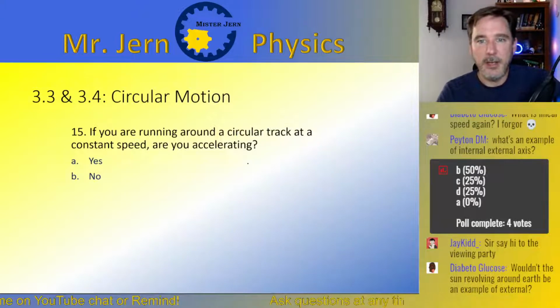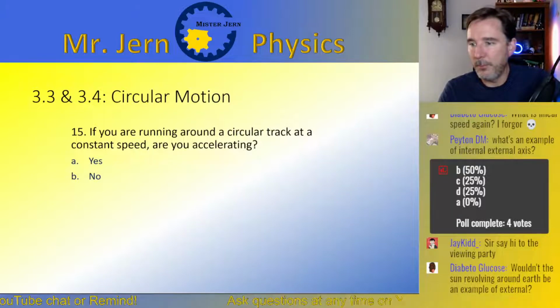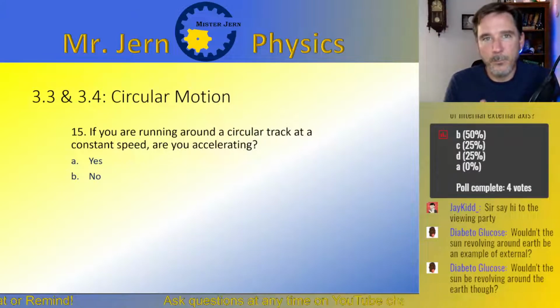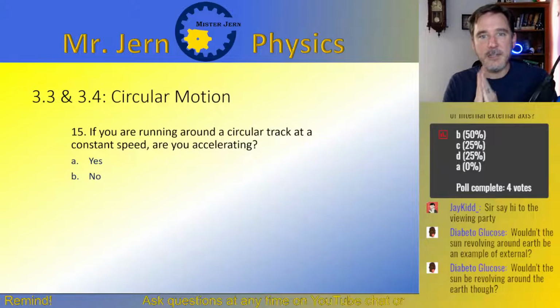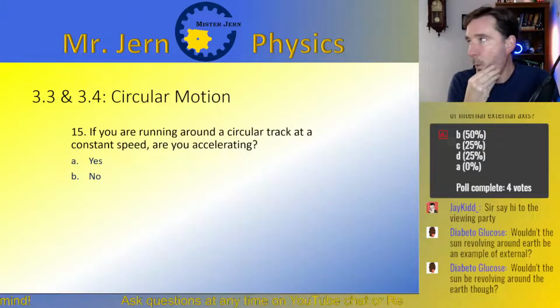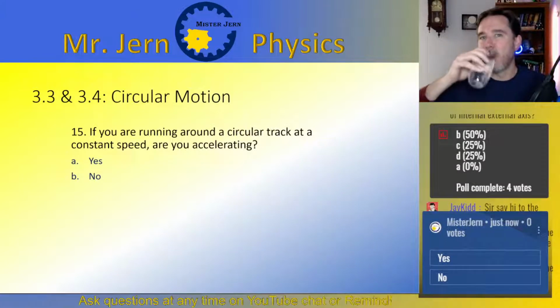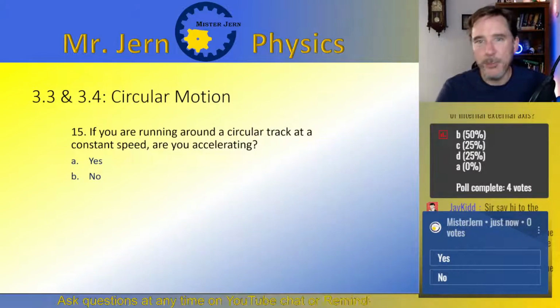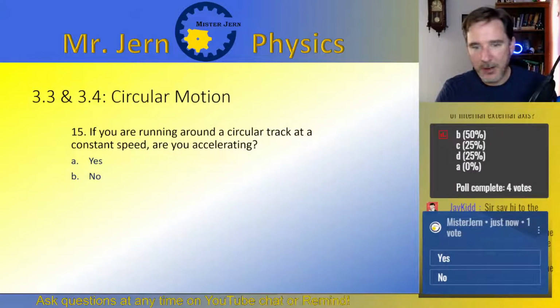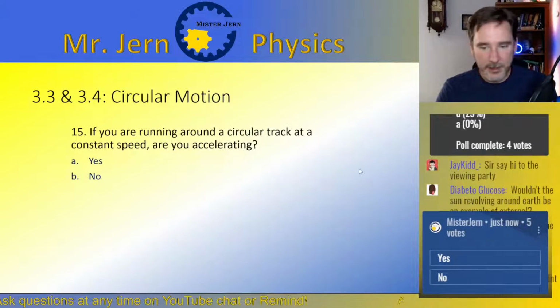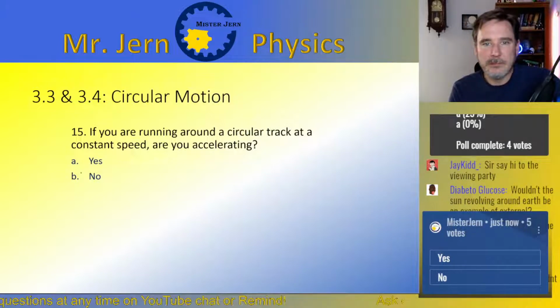Okay, couple more. Running around a circular track at a constant speed. Are you accelerating? I don't even know if this is worth throwing up as a poll, but I'm going to. Are you accelerating? Yes or no? Running around a circular track at a constant speed. Okay. Circular track though. Are you accelerating? There's the poll. I'll give you like 5 seconds. Oh no. My streak of 1 hour and 6 minutes is going to be broken. All right, end poll. Answer is yes.